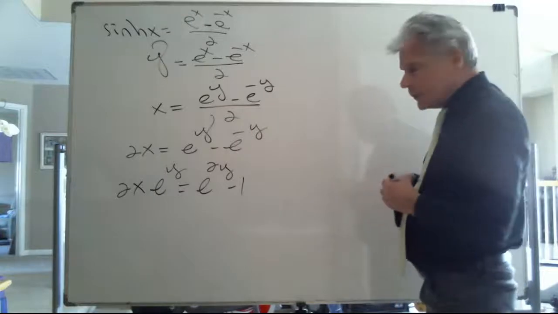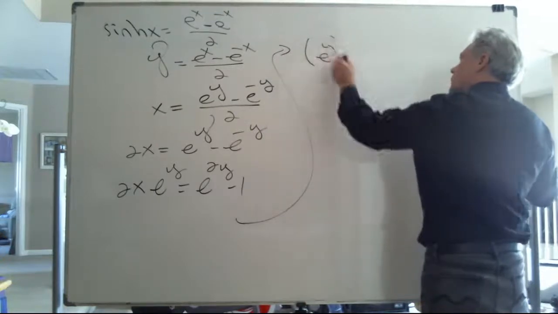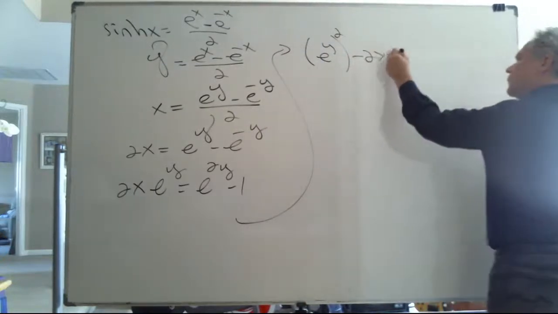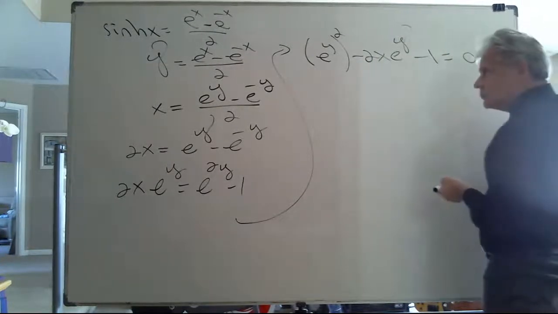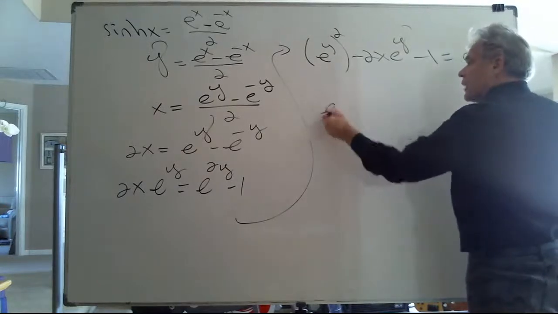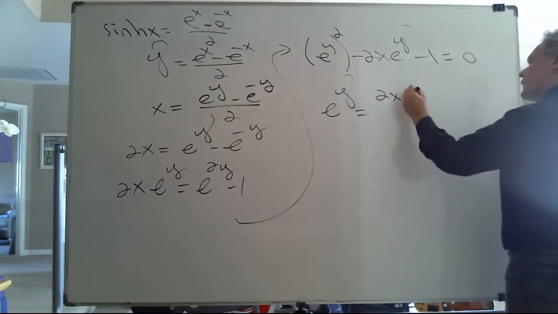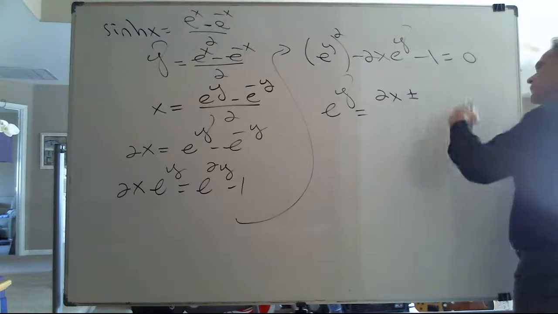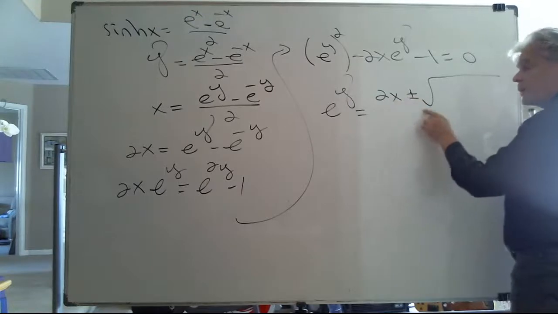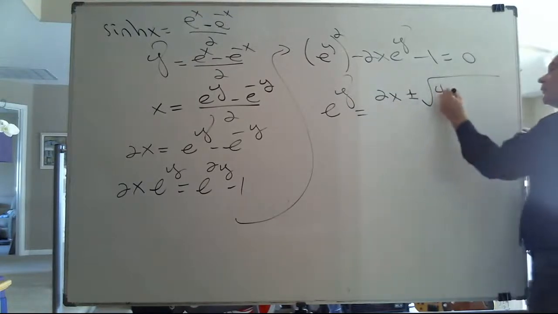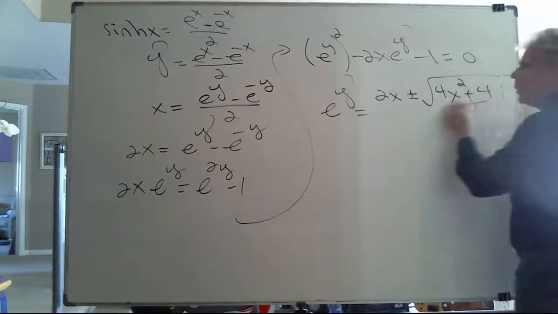Notice that this looks very quadratic. So let me write it as such. Now to solve this quadratic equation, I'll identify the variables e to the y and use my quadratic formula. That is to say, my negative b plus or minus the square root of my b squared minus my 4ac, all over 2a.